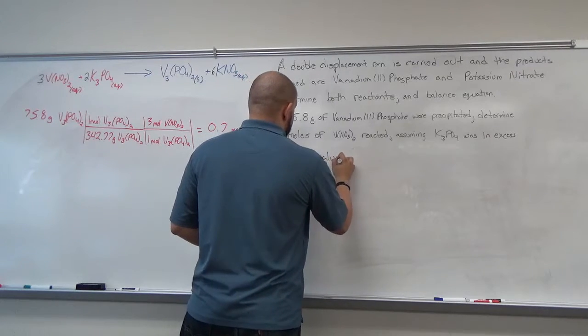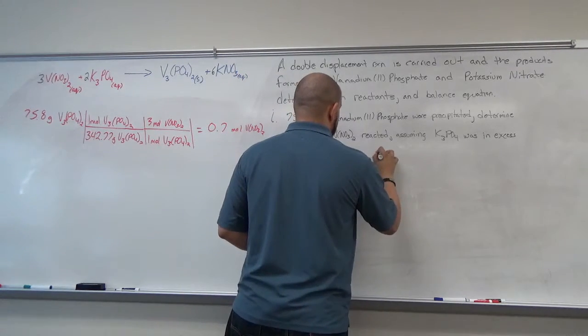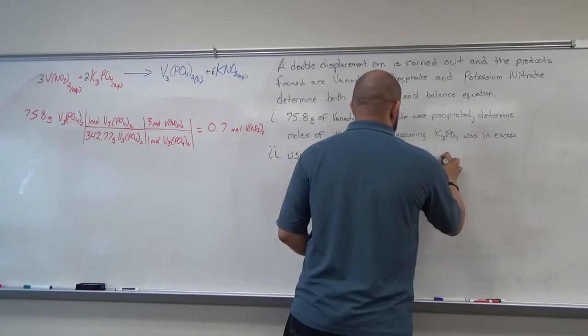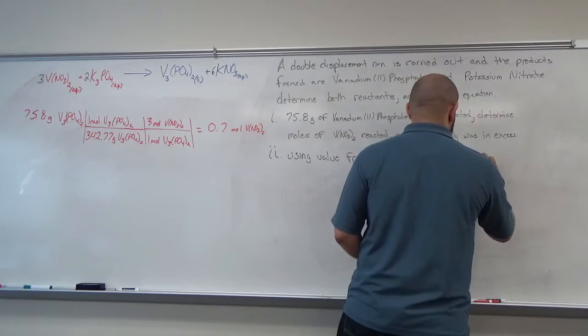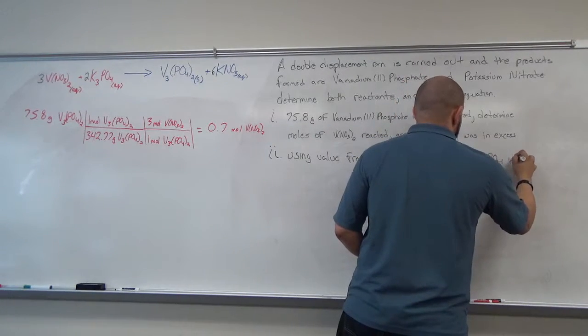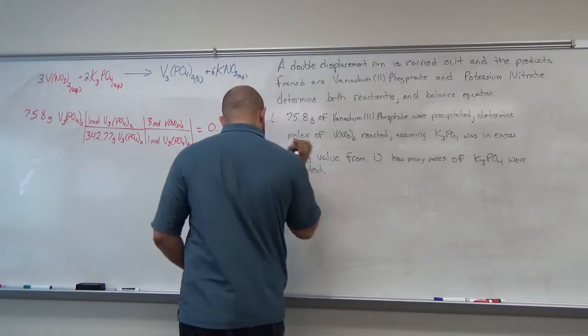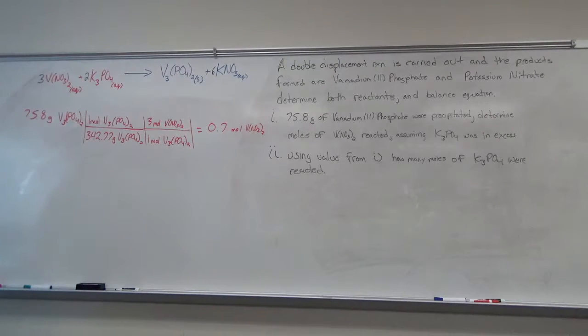Using the value from question 1, how many moles of K3PO4 were reacted? Well, it's more than 0.7. Huh? So, well, it's more than 0.7. Nope, wrong.